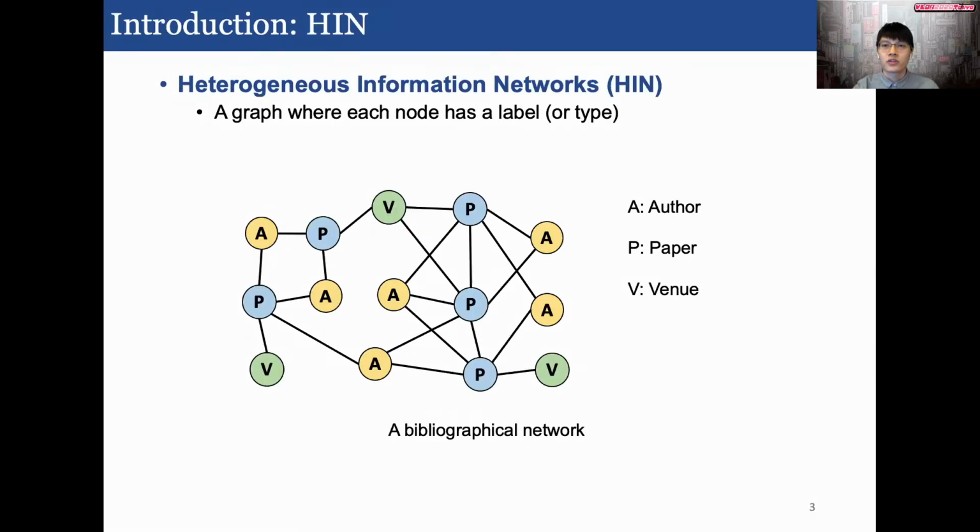First, let me introduce the background. Heterogeneous information networks, or HIN for short, is a graph that has different types of nodes and edges. For example, in this bibliographical network, there are 3 types of nodes: A for author, P for paper, and V for venue. Compared to homogeneous networks, HIN stores richer information and semantics for entities and links.